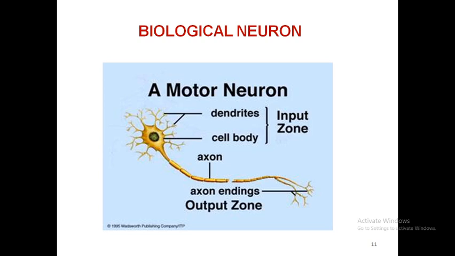Again, other cell bodies also have similar types of structures. Like we discussed, around 10,000 synaptic terminals are there to connect one cell body with other cell bodies. This is all about what we were seeing. Thank you.